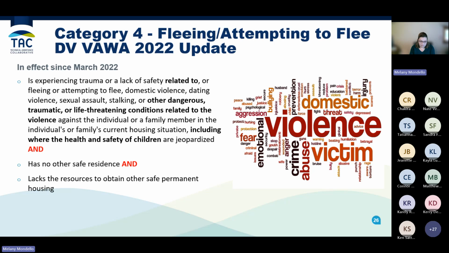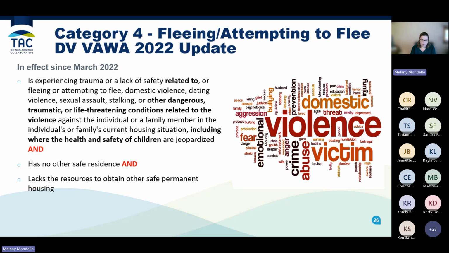A situation that would not qualify under category 4 is: I fled the abuse a year ago. I got housed for 3 months. Then I lost my job and now I'm homeless again. That is not a category 4 because the family you're working with is homeless again because of an income loss, not because of the fleeing. So they are definitely a survivor of domestic violence, but that wouldn't qualify them under category 4 because that's not what caused their homelessness today. So I just think that's really important nuance to understand because unfortunately there's a lot of people living in dangerous, traumatic, life-threatening conditions.